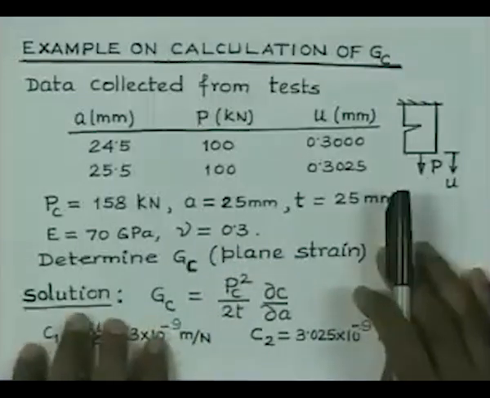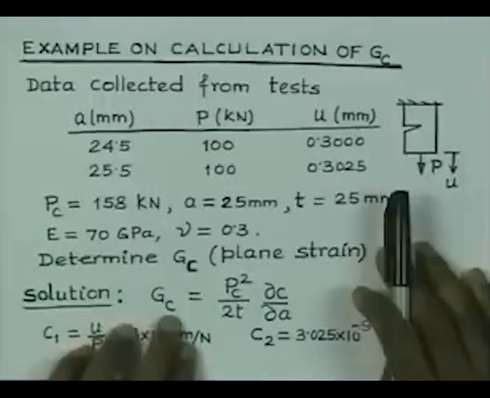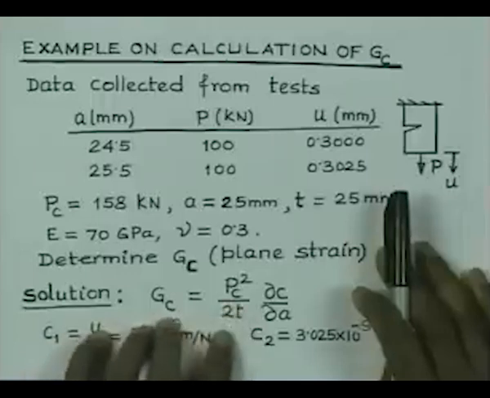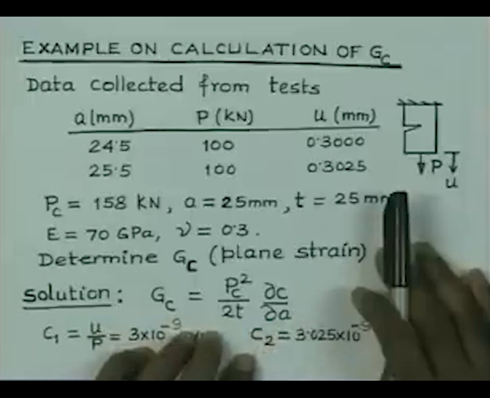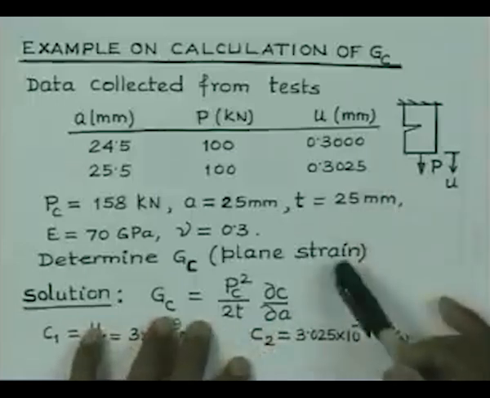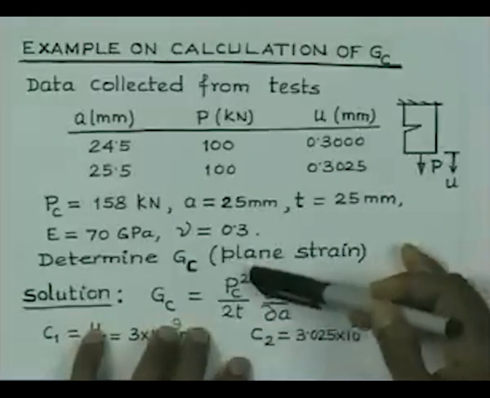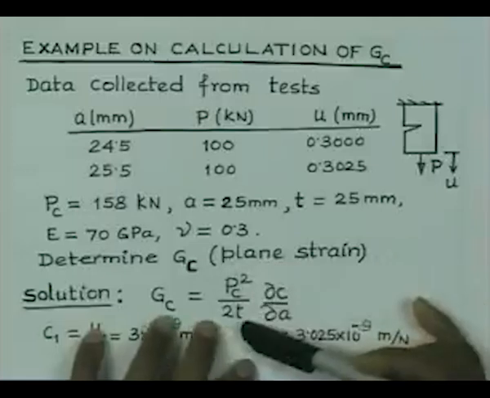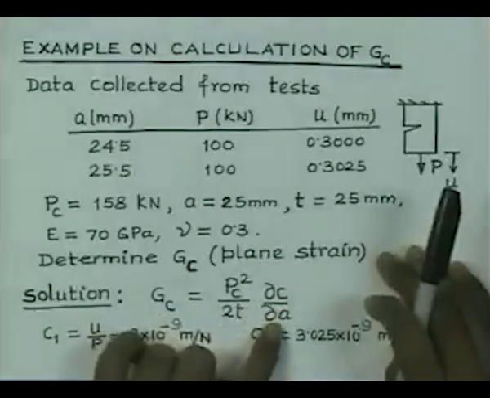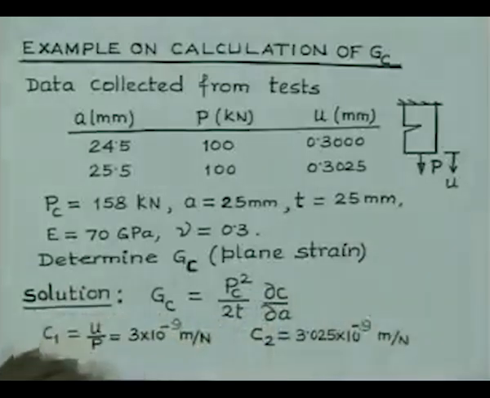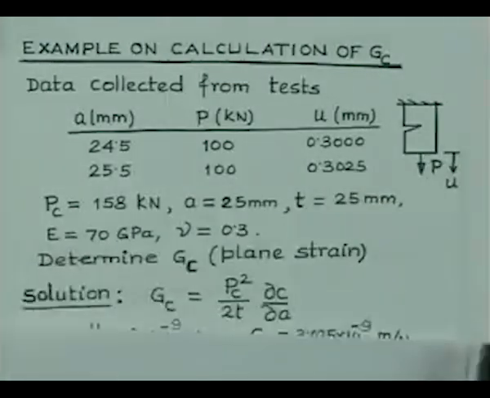You remember we have derived in the last lecture that the fracture resistance is going to be given by PC square by 2T into delta C delta A. So, we know here the fracture load and we know the thickness of the specimen. Now, it is a question of getting the data delta C delta A. How do we get this data? That is the point which is to be looked into.